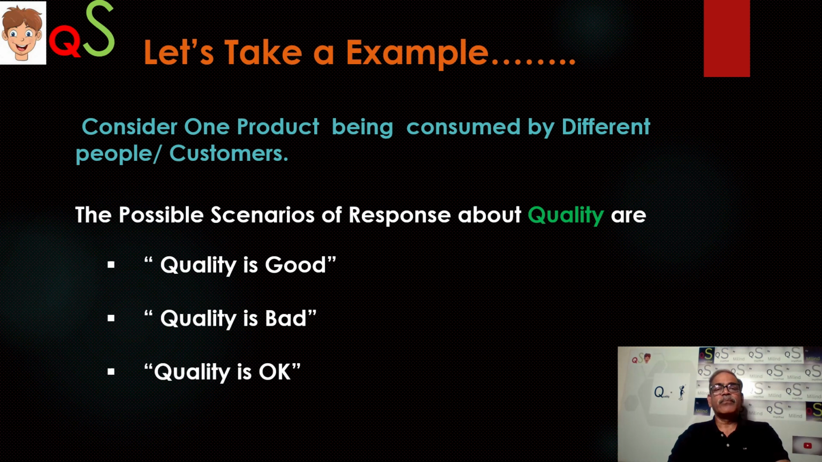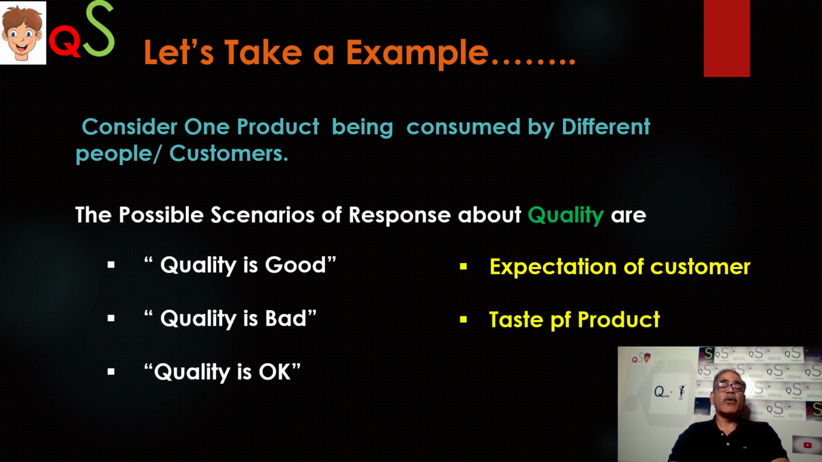Let's take an example. We have one product being consumed by a variety of customers and we record their responses about taste as a quality parameter. On consumption of this product, some customers will say good, some may say poor, and the rest may say just okay. These are the possible responses when we assess any sample in our day-to-day life. We will record the expectation the customer has in mind about taste before consumption of a product, the taste of the product, and the response about quality on consumption.